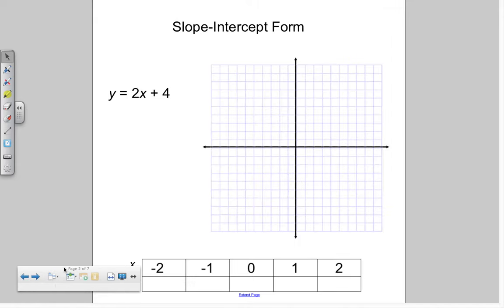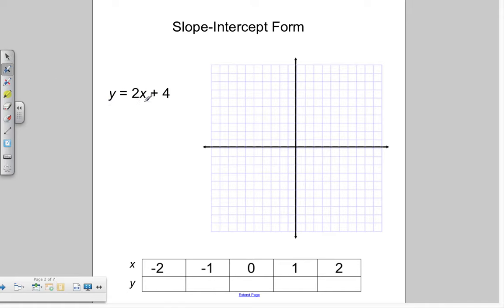Okay, so moving along. So now we want to talk about slope-intercept form, which is really important. So I'm giving you a function or an equation here, y equals 2x plus 4. And we talked about in the last lesson how we can find different pairings for x and y that would make and satisfy this equation.